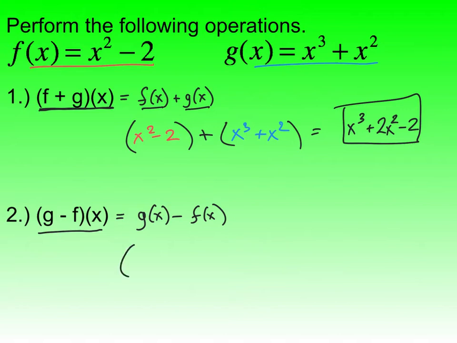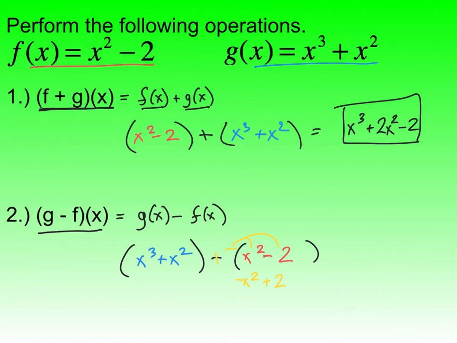And let's use the same. G of x is x to the third plus x squared, and f of x is x squared minus 2. Now, just like we did in chapter 5, when we did polynomials, we had to add the opposite. So I will distribute the negative. So that's really going to be a negative x squared and a positive 2. So negative x squared plus 2.